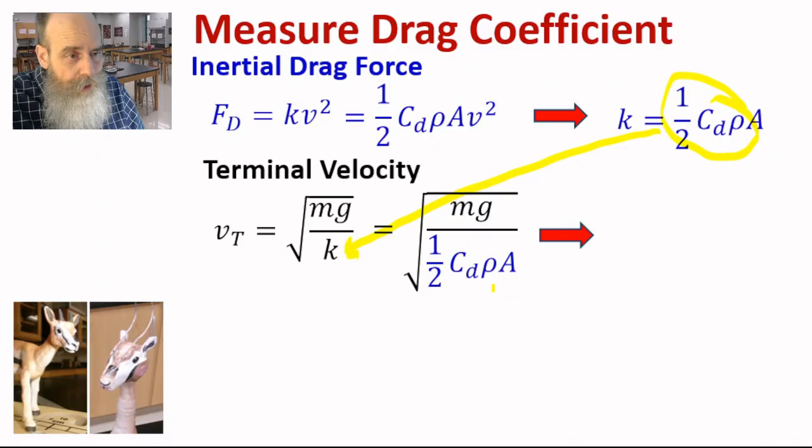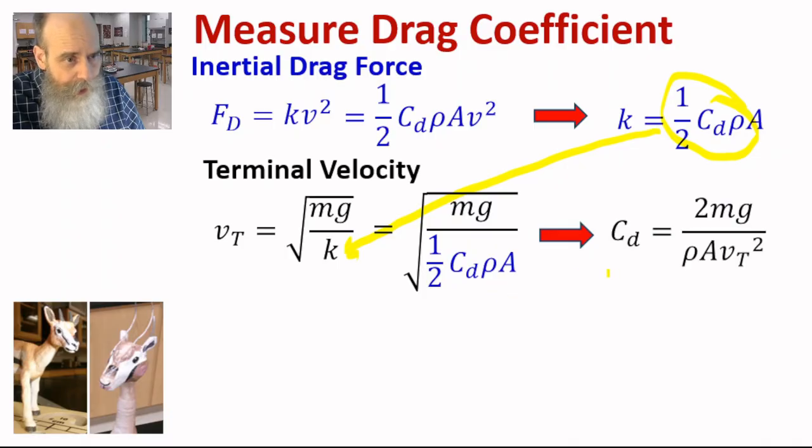Let's solve this for CD. Let's square it and solve for CD. This is what we get: CD equals 2mg over rho A Vt squared.